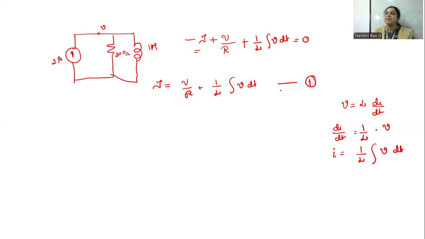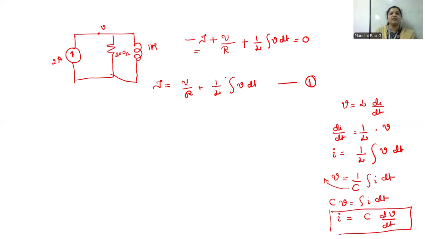Similarly, if there was a capacitor, what is the voltage across the capacitor? Do you remember? 1 by C integration I dt. So I bring this C here: CV equals integration I dt. If I want I, it is C into dV by dt. You have to remember this, because maybe in one more numerical there might be a capacitor connected in parallel. When will you apply this nodal analysis? Only when all the parameters are connected in parallel. Done. We have got this particular expression.